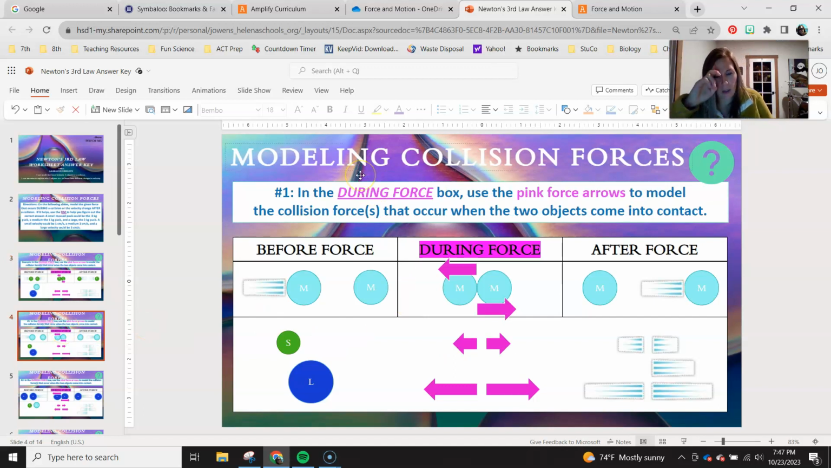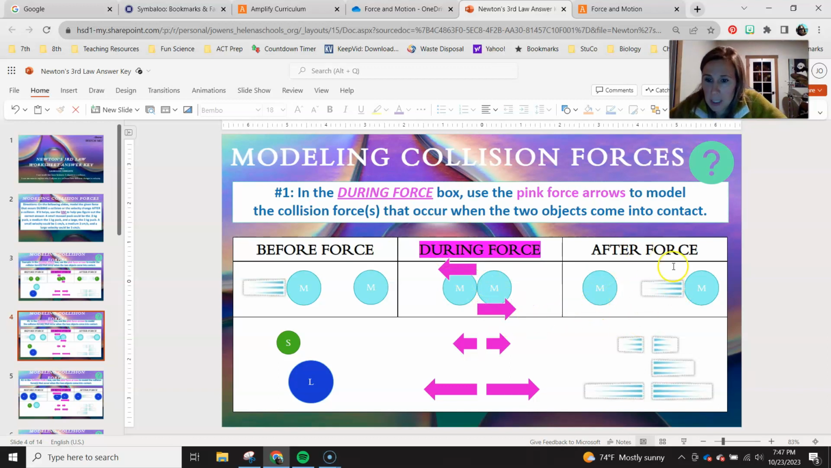Here's another one where they're the same mass. This one's moving to the right with a medium velocity. This one's at rest. When they collide, you could have put a small force on there, or a large force, whatever the case is. But what you should see is that those two arrows are equal in size but opposite in direction. Whatever size arrow you did is fine, as long as it shows that they're the same size and opposite in direction.